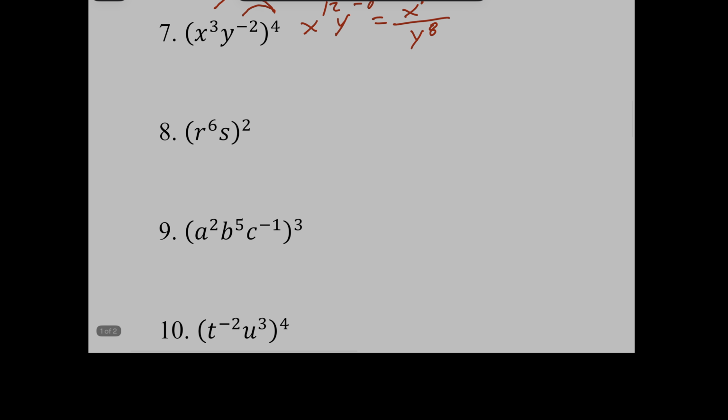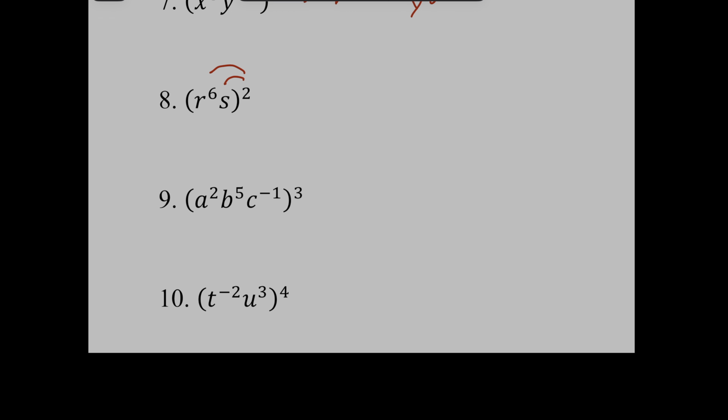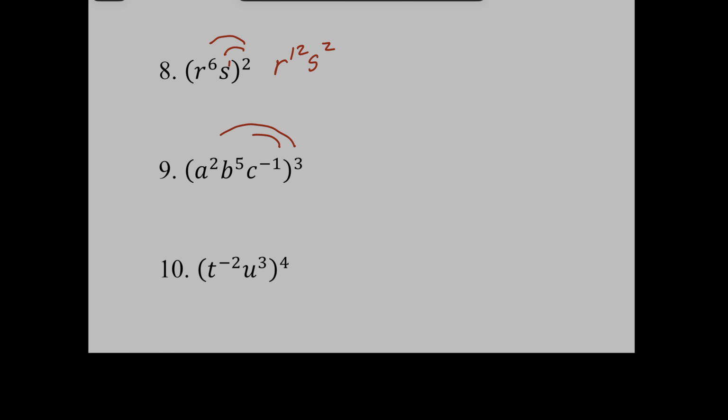Okay, let's go on to number 8. I'm going to square both of these. And that's going to give me an r to the 12, s squared. That's like a 1, right? Next one, I have to cube all 3 of them. So that becomes a to the 6, b to the 15, c to the negative 3. But I can't have a negative 3 on top, so I'm going to go a to the 6, b to the 15 over c cubed.